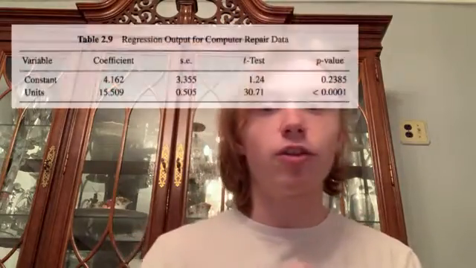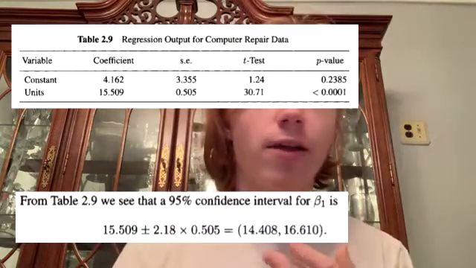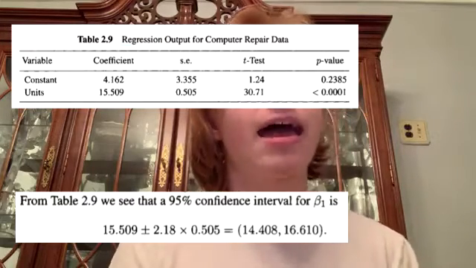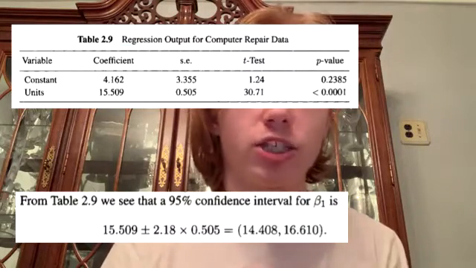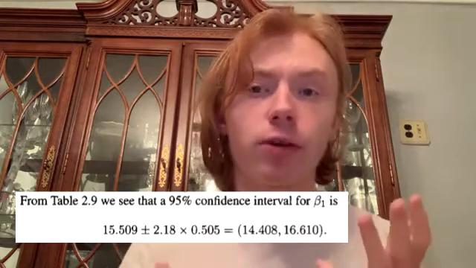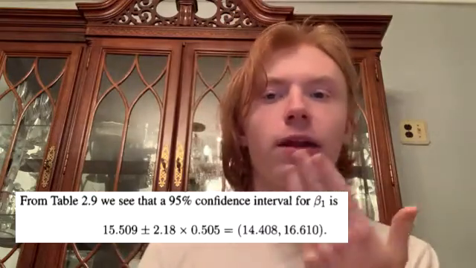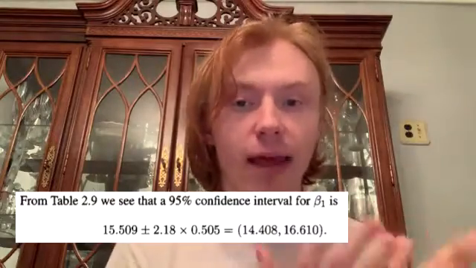To see this equation in action, the textbook uses Table 2.9 as a quintessential example. We take the coefficient, add or subtract the t sub n minus 2, alpha over 2 percentile, and multiply the standard error, which gives us the confidence intervals for our equations. This can give us a useful range where the answer could fall between. The problem was talking about wait times, so these numbers would express that a wait time would typically be between 14 and 17 minutes. 95% of the time this would happen.